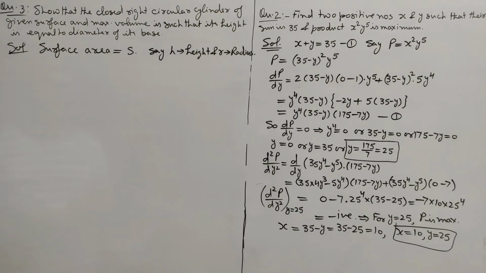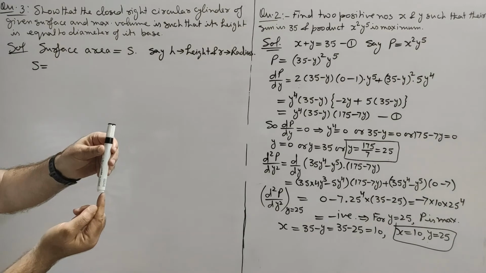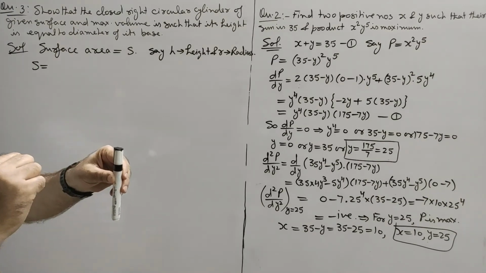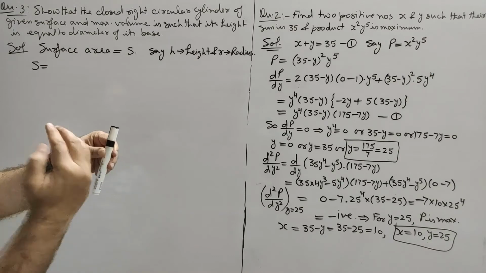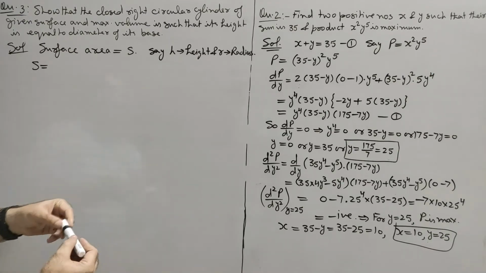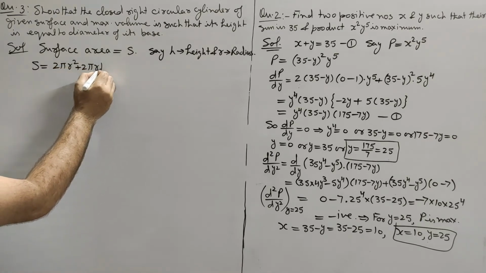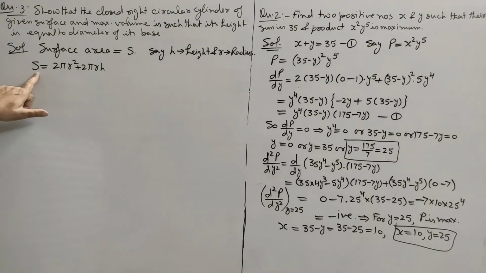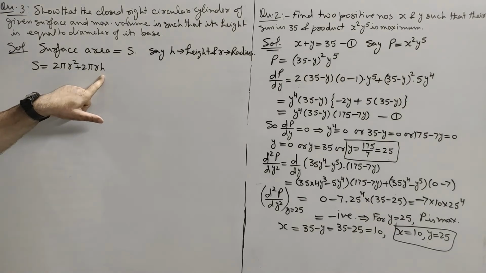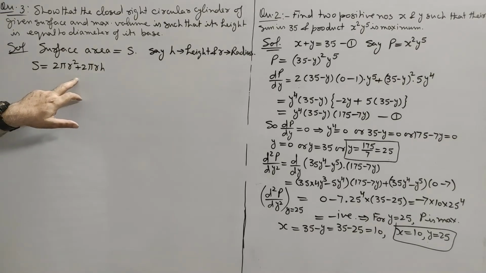Then we know that its surface area S will be area of bottom face pi r square, area of top face pi r square, and area of curved surface 2 pi r h. It means 2 pi r square plus 2 pi r h. Since S is given, that is S is constant. There are two variables in this relation, r and h. But for differentiation, we will be requiring only one variable. So either we will have to eliminate h or r.